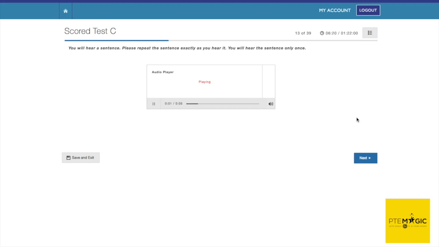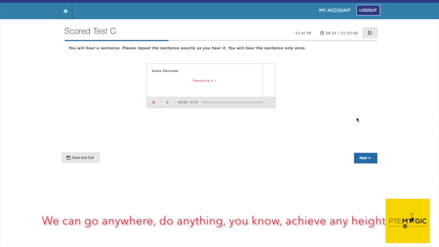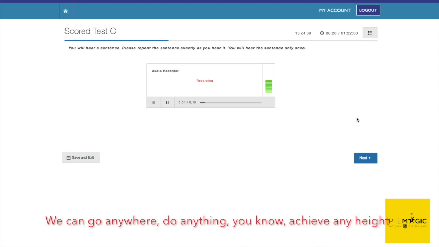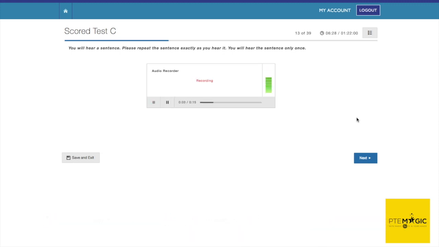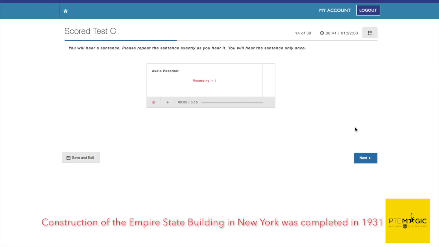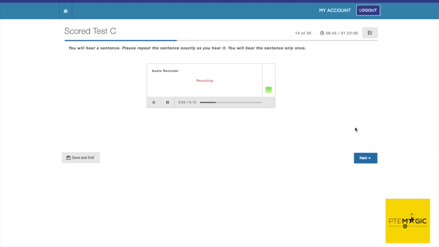We can go anywhere, do anything, you know, achieve any height. Construction of the Empire State Building in New York was completed in 1931.